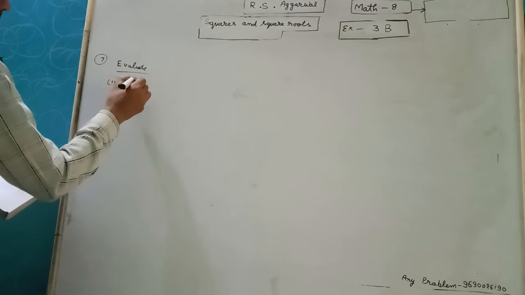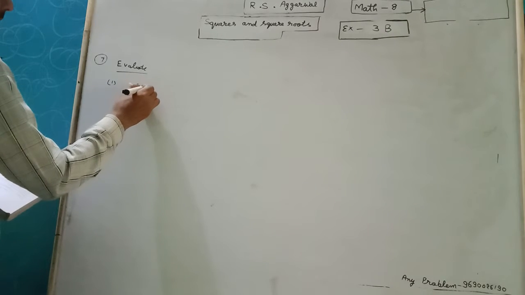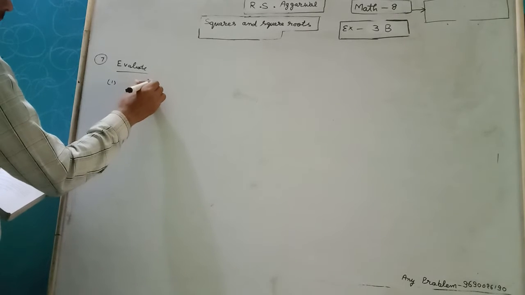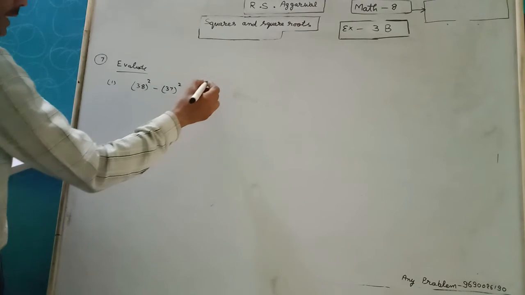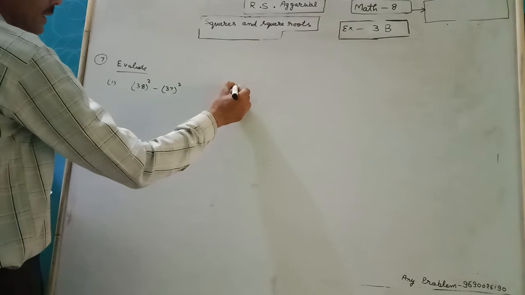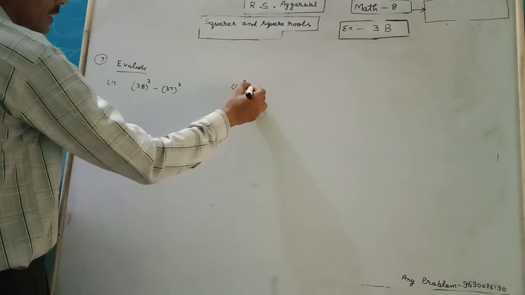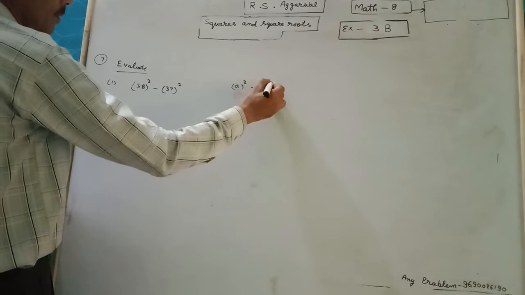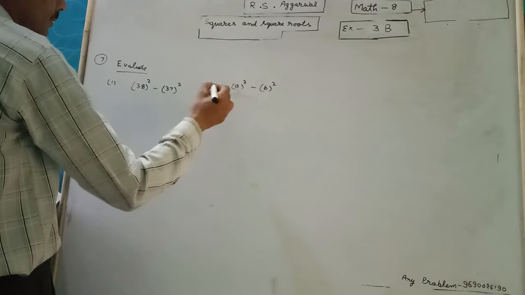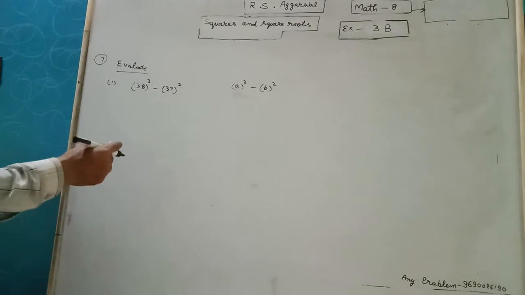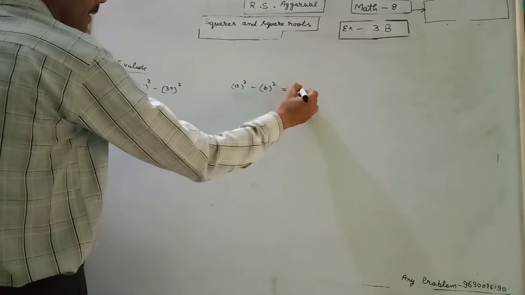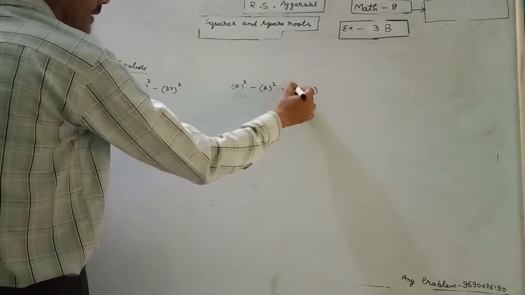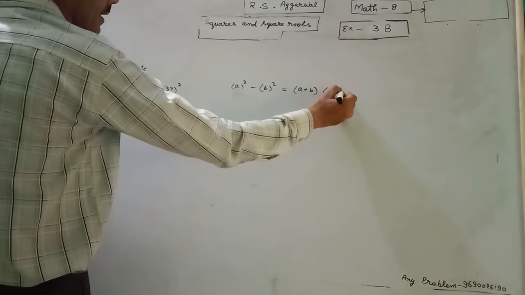First part is 38 square minus 37 square. That is the identity a square minus b square form. You write a plus b and a minus b.